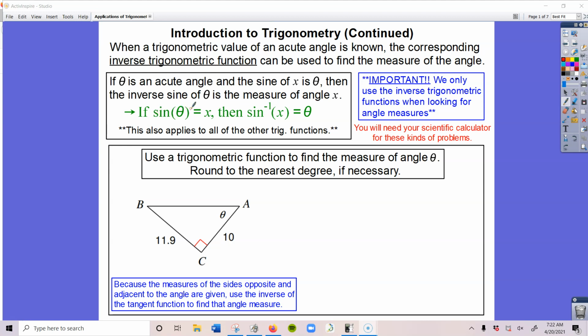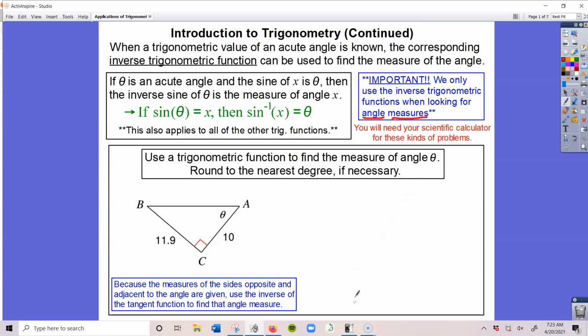If sine of theta is equal to x, remember that theta represents the variable of the angle, then sine, and then you see this little exponent of -1, that means the inverse. The inverse of sine of the ratio of the sides, which is x, is going to equal the angle. So now this is important. We only use the inverse of a trigonometric function when you're looking for angle measures. And for these kinds of questions, you will need a scientific calculator.